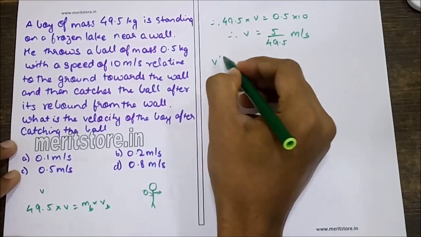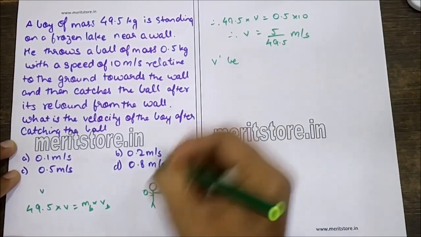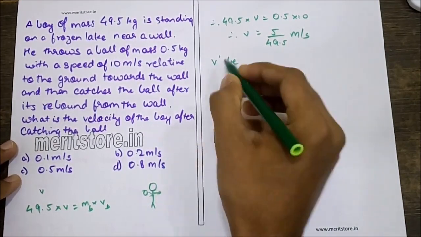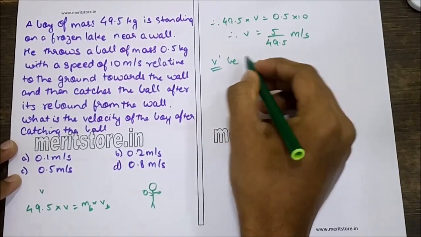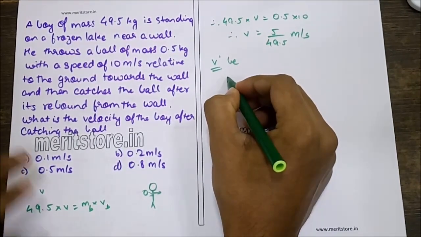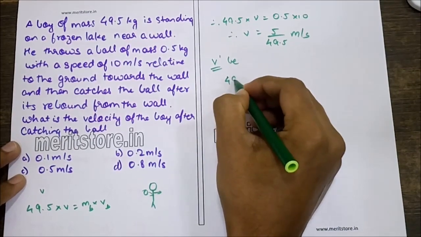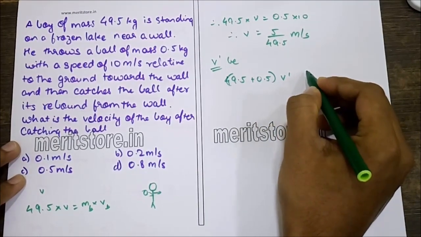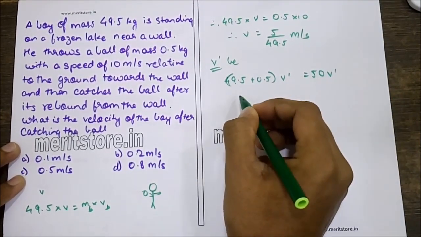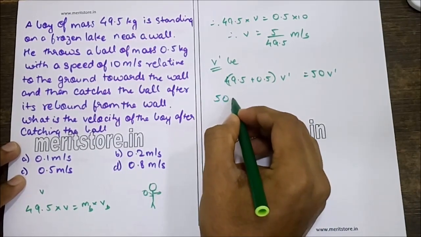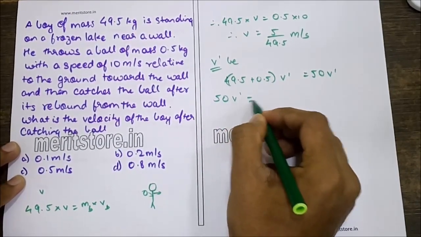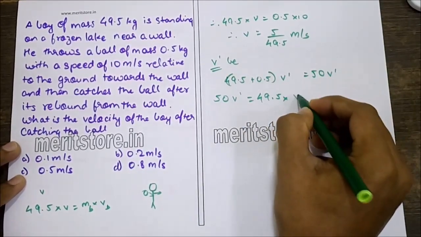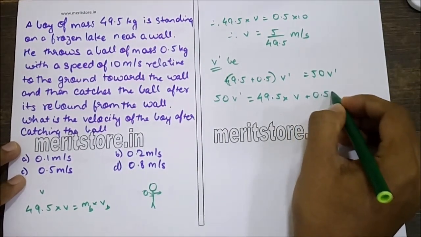Now, let v dash be the velocity after he catches the ball. Let the boy and the ball together experience a velocity of v dash. So, the combined mass of the boy and the ball will be 49.5 plus 0.5, times v dash, which is equal to 50 v dash. And by linear momentum conservation again, final momentum 50 v dash is equal to initial momentum 49.5 into v plus 0.5 into 10.